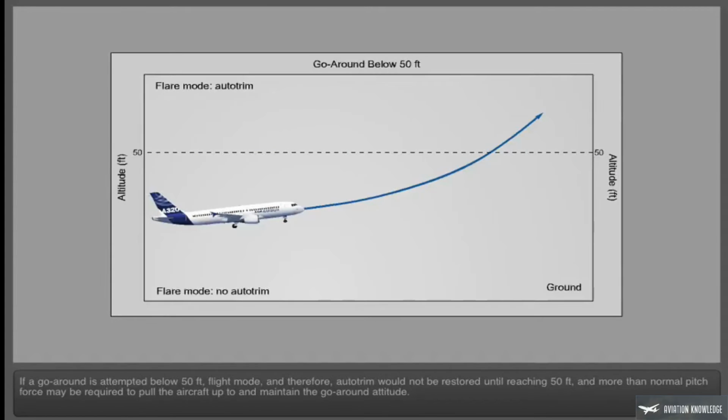If a go-around is attempted below 50 feet, flight mode and therefore auto trim would not be restored until reaching 50 feet, and more than normal pitch force may be required to pull the aircraft up to and maintain the go-around attitude.